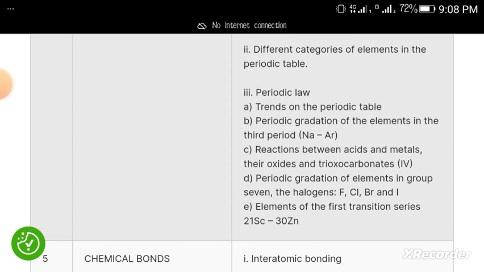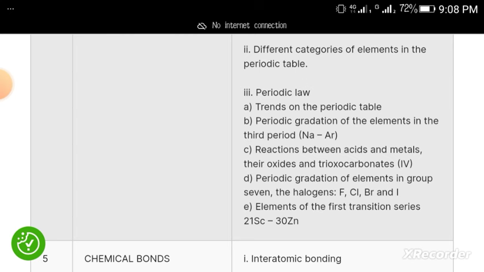Then study periodic law, trends in the periodic table, periodic gradation of elements in the third period. In the third period, nitrogen to argon. Remember, that is why this syllabus is important. They specify, they'll ask nitrogen to argon.